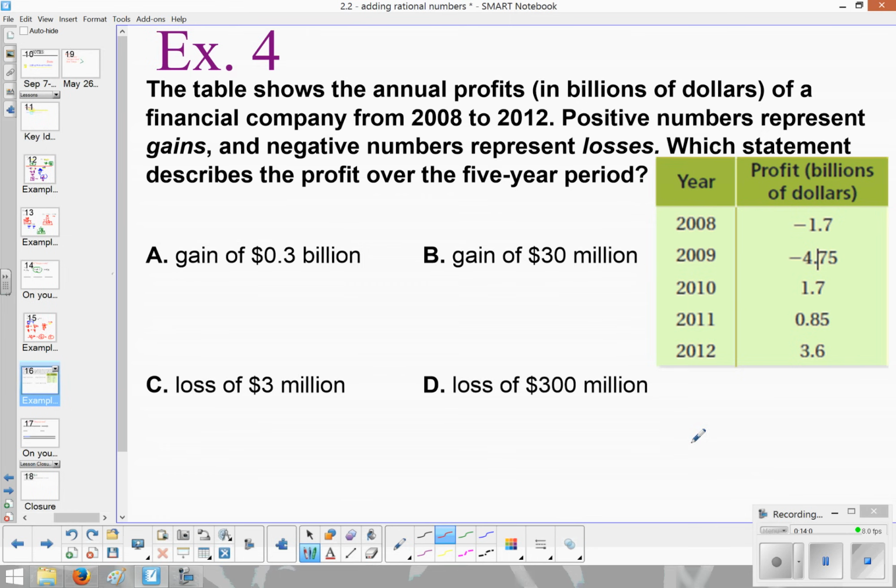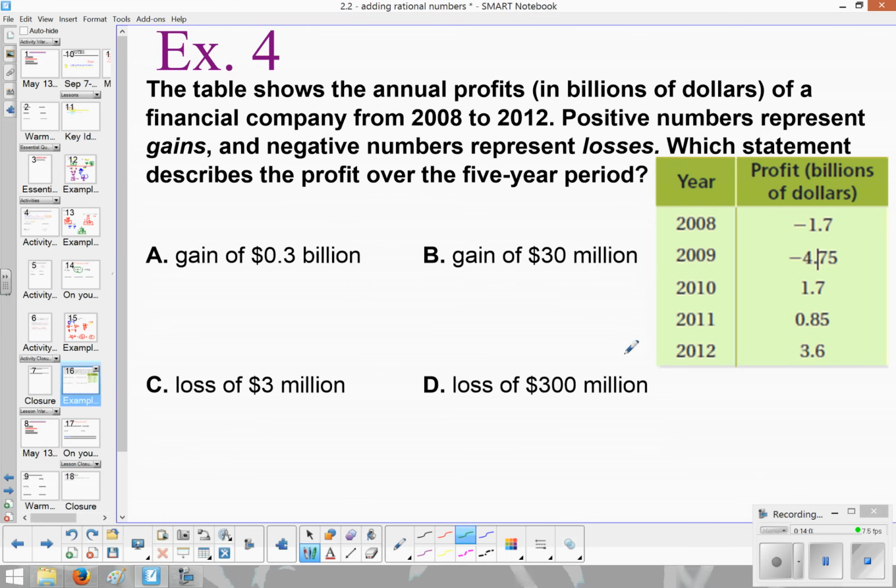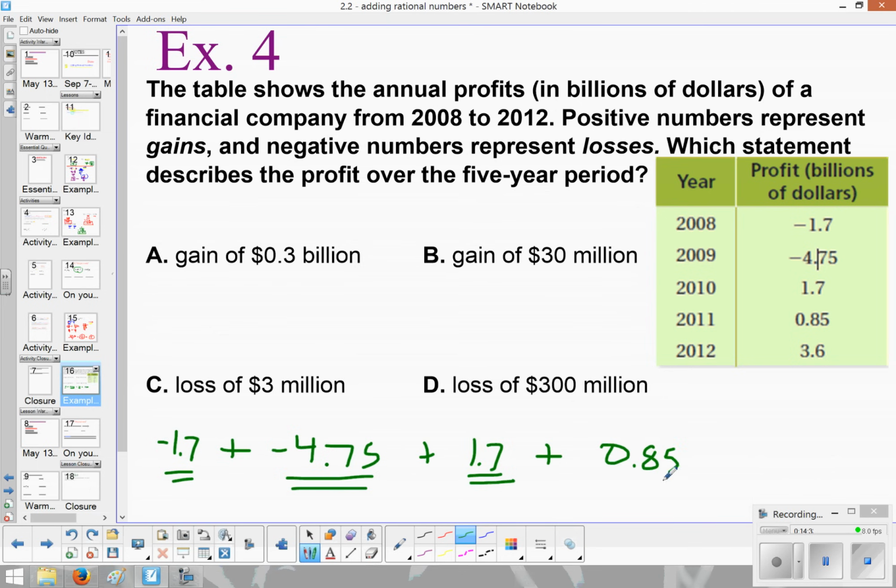So in order to know what their profit is, we're going to have to add all the years of profits they made. So I'm going to list the numbers, -1.7, then I'm going to put plus -4.75. So I'm just listing the numbers that are given each year. So -1.7, -4.75, those are the losses. Plus the next year, 1.7, they had a gain. Plus the next year, 0.85, they had a gain. Plus the next year, 3.6, they had a gain.